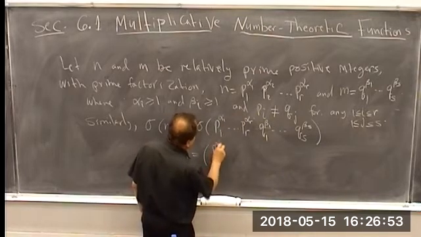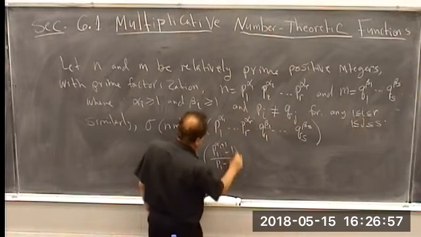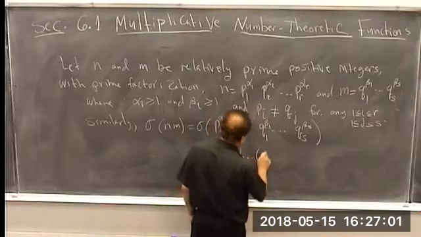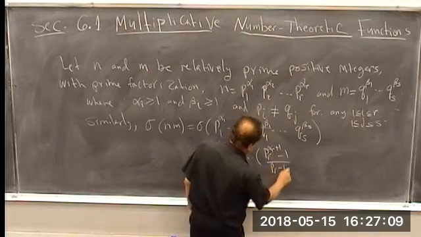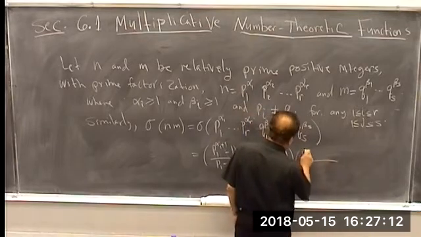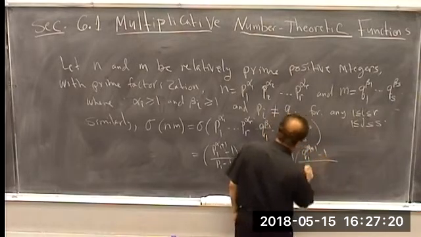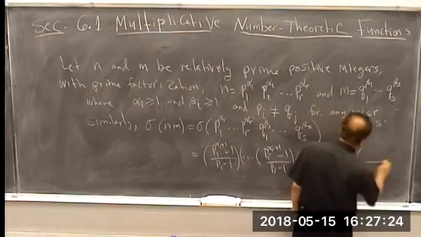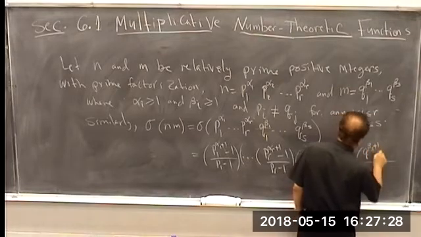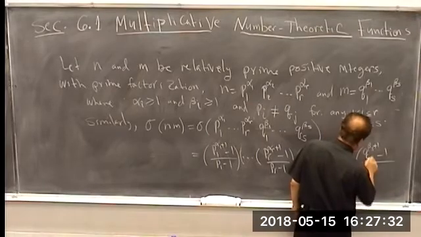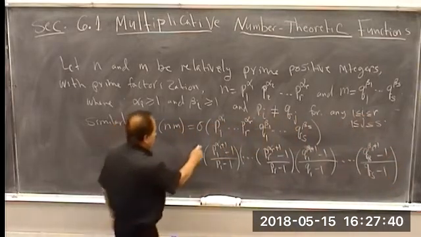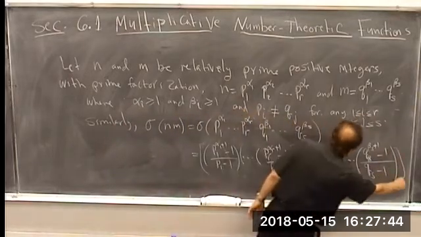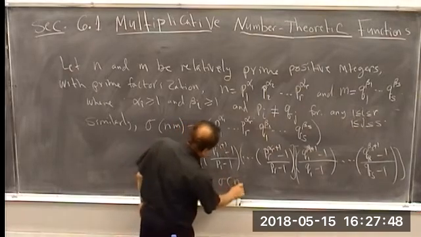So p1 to the alpha 1 plus 1, minus 1, over p1 minus 1. And for each one of the primes, the last is p to the alpha r plus 1, minus 1, over pr minus 1. And the same thing with the q's. So we have q1 to the beta 1 plus 1, minus 1, over q1 minus 1, and the last term is qs to the beta s plus 1, minus 1, over qs minus 1. And then again, we will group these together like this. Here we get sigma of n times sigma of m.